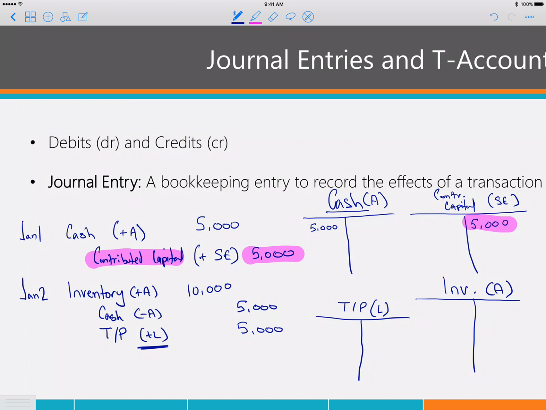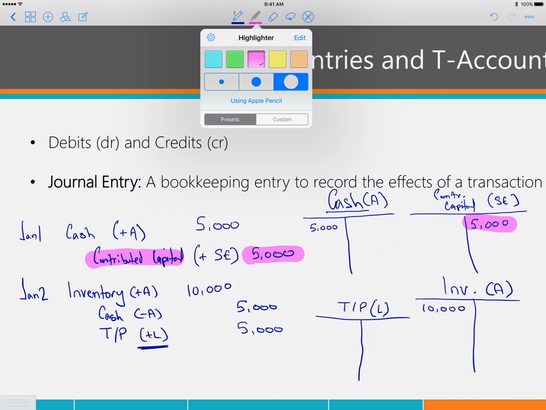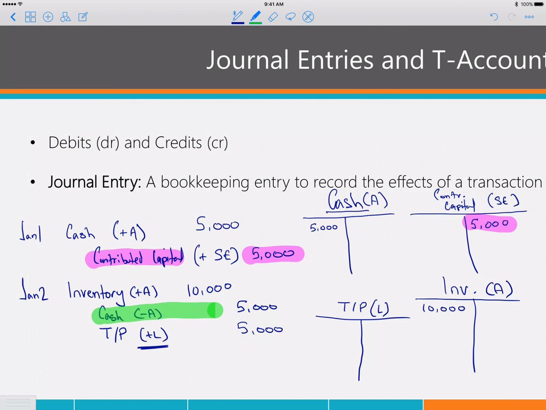So let's now mark this in our T accounts. So first, we debit inventory. So on the left side, we write 10,000. Cash, well, if you look, we decreased our cash by 5,000. So let's put this on our T account. So cash went down by 5,000.